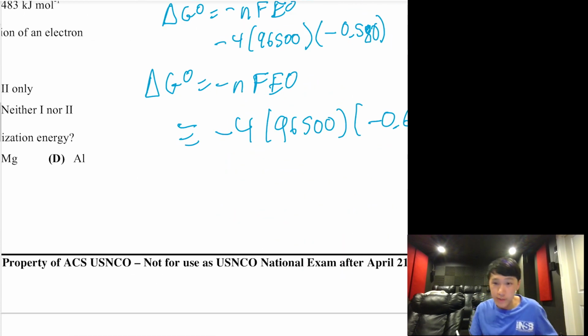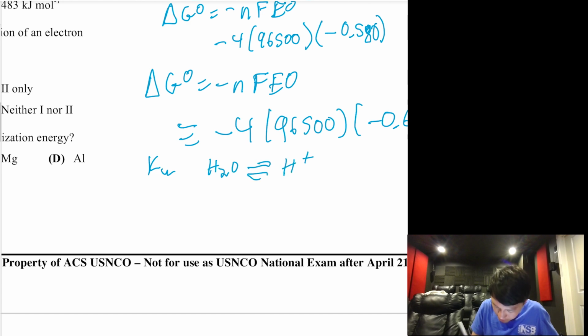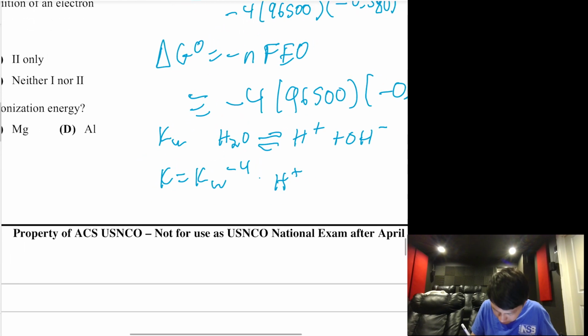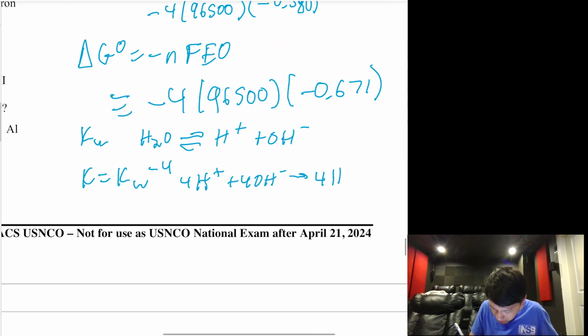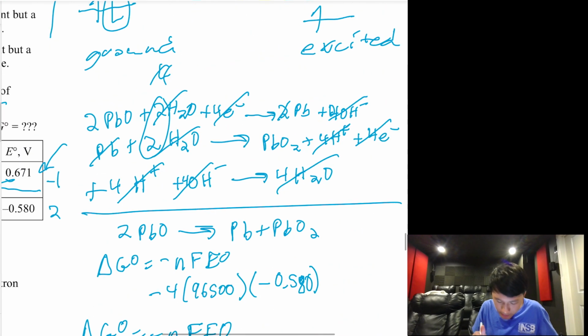Finally, for water, we know its Kw value. So Kw corresponding to water going to H plus and OH minus. The K value for the reverse reaction multiplied by 4 is going to equal Kw to the negative 4. So for this reaction, 4H plus plus 4H2O. And that's what we added right here.